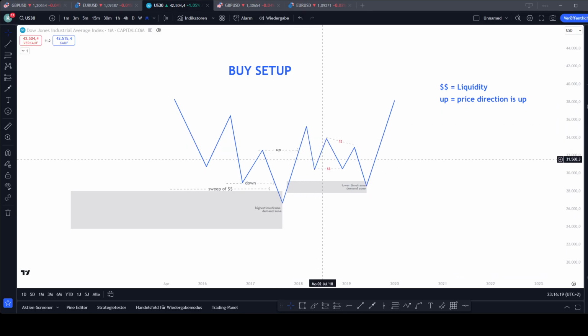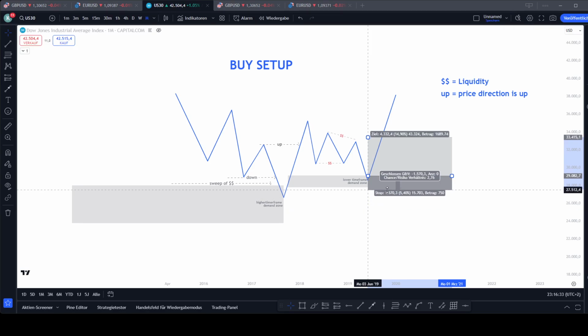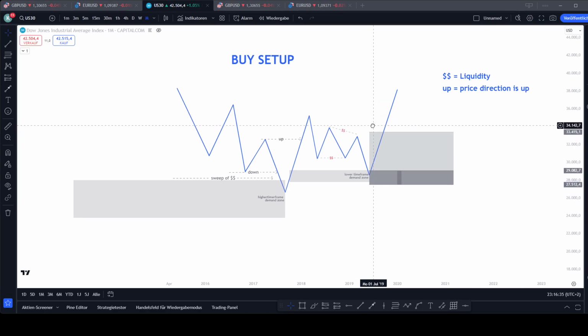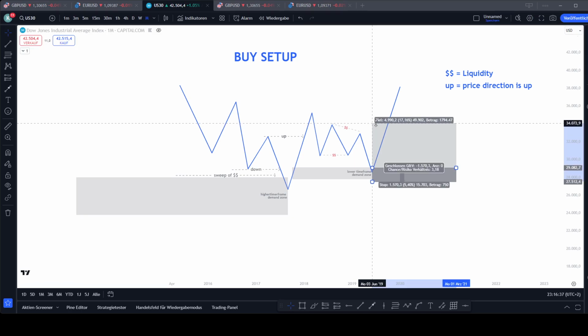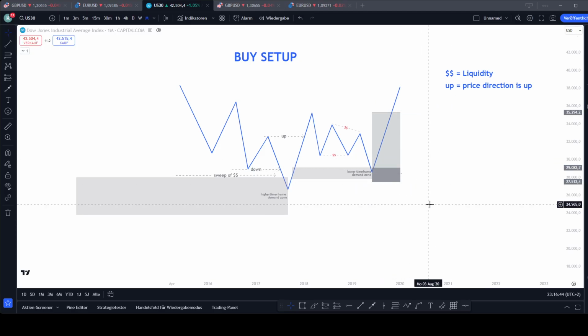We'll wait for a retracement for price to come back into another smaller demand zone, and we set in our buy order within this area, in trying to target liquidity that is sitting around here or here. As simple as that. That is our bias. This is the pure setup, guys.